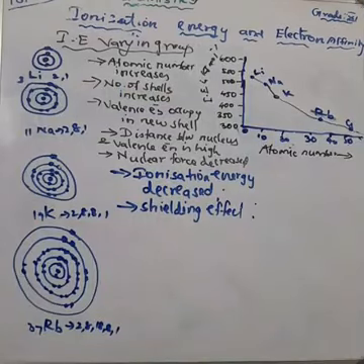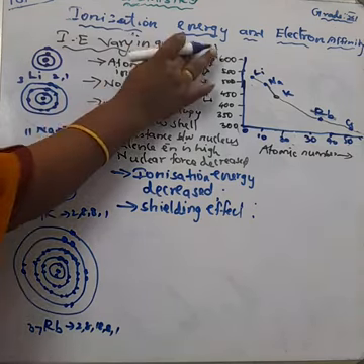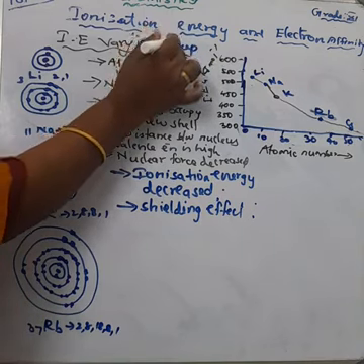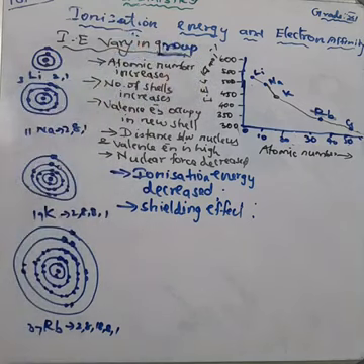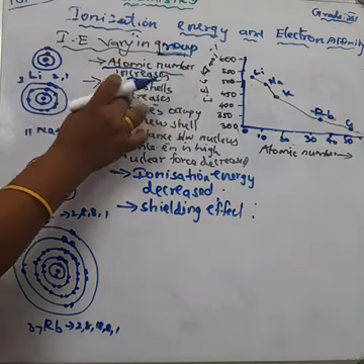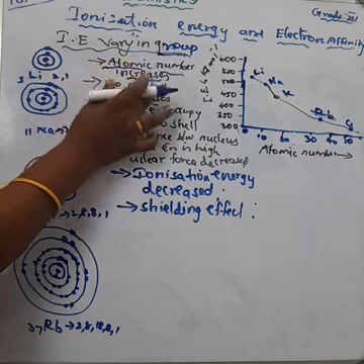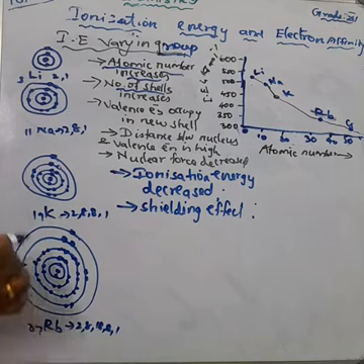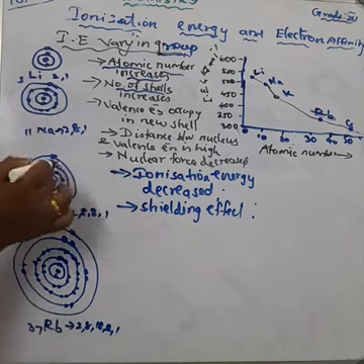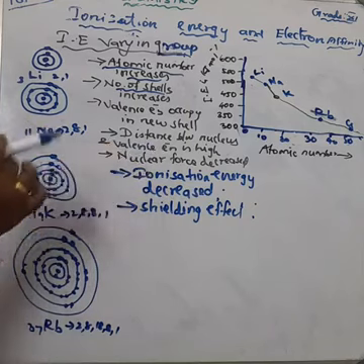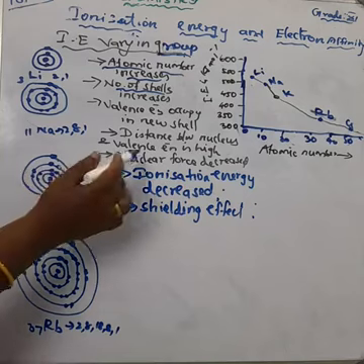Okay, students, now we are going to study how ionization energy varies in periods. Moving from top to bottom, we know the atomic number increases, and the number of shells also increases, so the valence electron occupies a new shell. So the distance between the nucleus and the valence electron will increase.